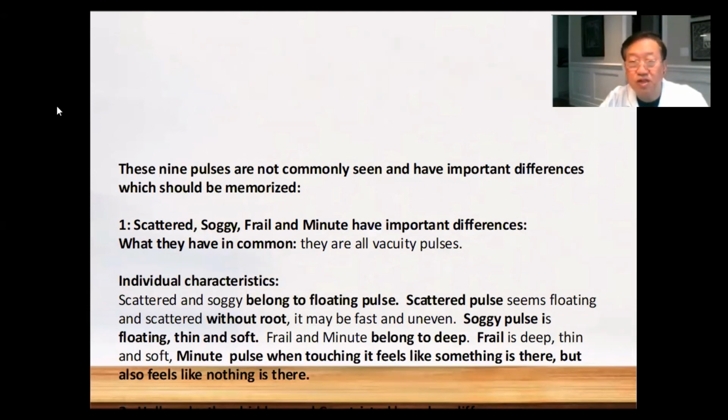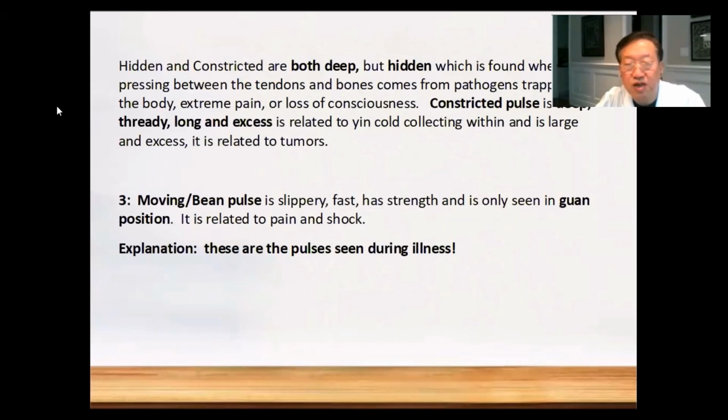Frail and minute belong to deep. Frail is deep, thin, and soft. Minute pulse, when touching it, feels like something is there, but it also feels like nothing is there. Hidden and confined are both deep, but hidden, which is found when pressing between the tendons and bones, comes from pathogens trapped in the body, extreme pain or loss of consciousness.